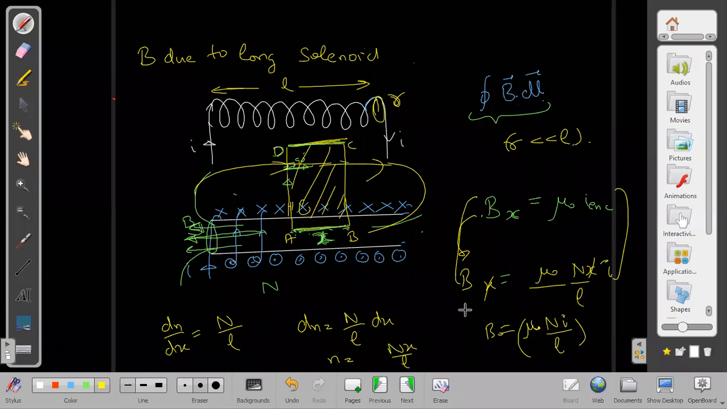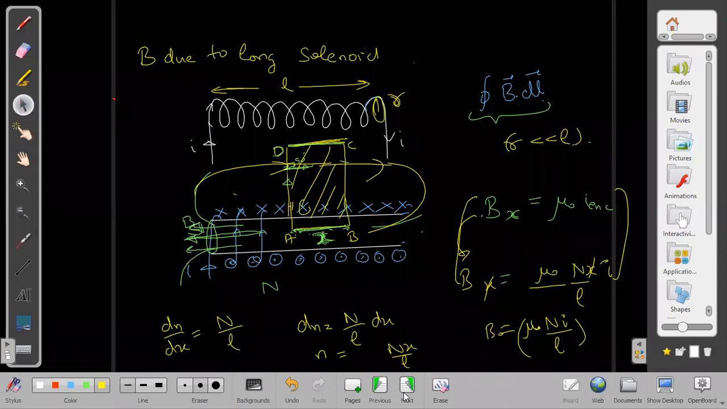What is n here? Now you should be understanding these things. If you are not remembering these, then again, total number of turns. What is small n here? Small n is the number of turns within this loop, within this x length. dn by dx is per unit length. Small n is not per unit length. Small n is within the x length. Okay.